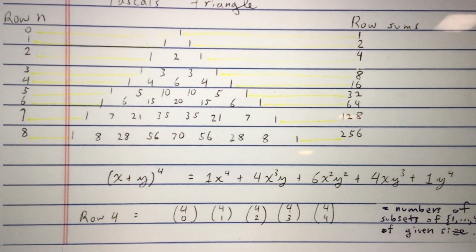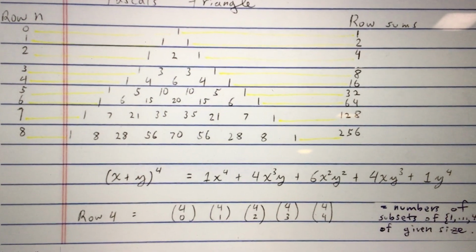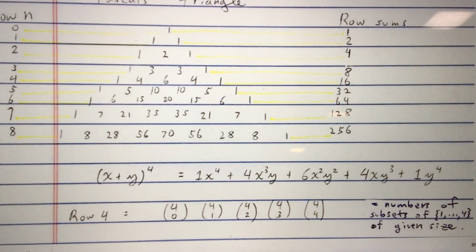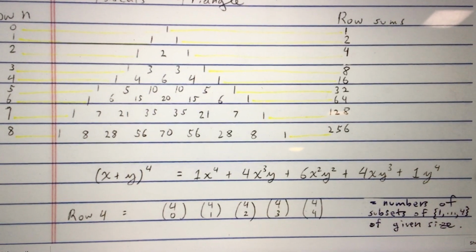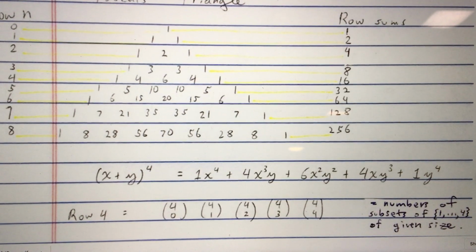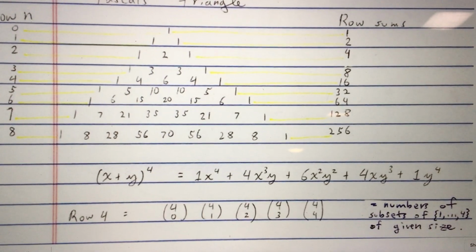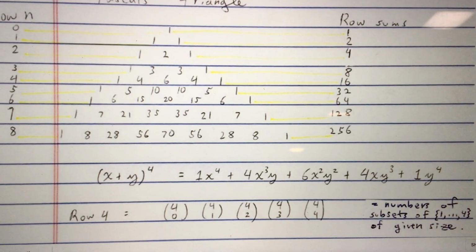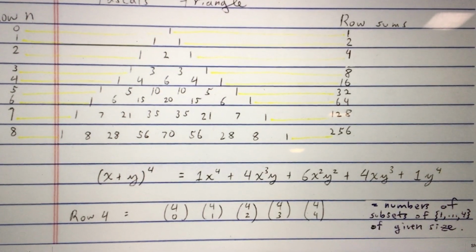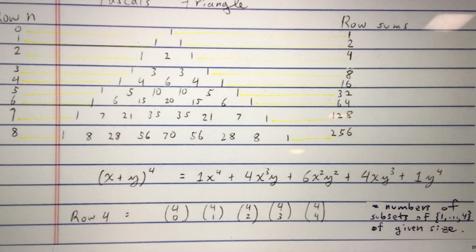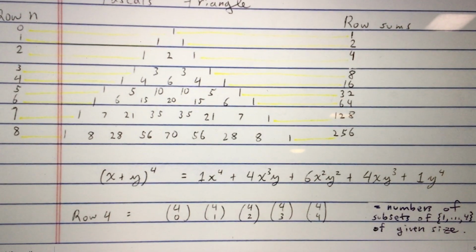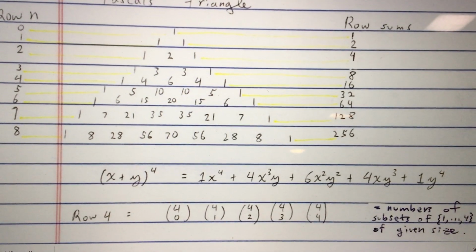Row 4 is also the combinations. 4 choose 0, 4 choose 1, 4 choose 2, 4 choose 3, and 4 choose 4. Combinations are numbers of subsets of the set 1, 2, 3, 4 of any given size. So it's the subsets of size 0, which there's only one of those, the empty set. Then the subsets of size 1, there's 4 of those. The subsets of size 2, there's 6 of those. And then the subsets of size 3, which you can tell is going to be the same as the subsets of size 1, because if you pick 1, it's the same as picking 3 not to have. So there's a symmetry there.